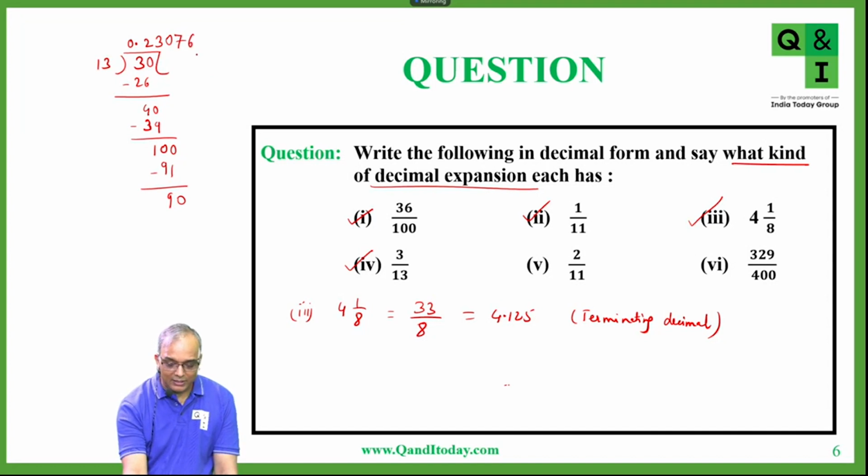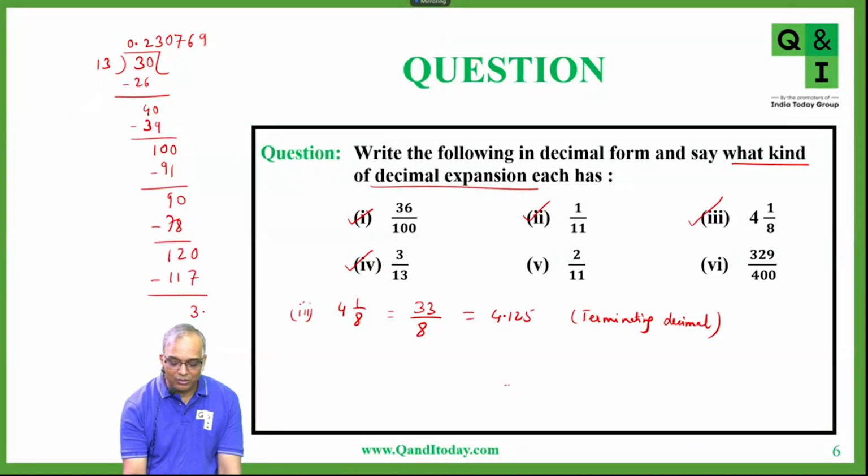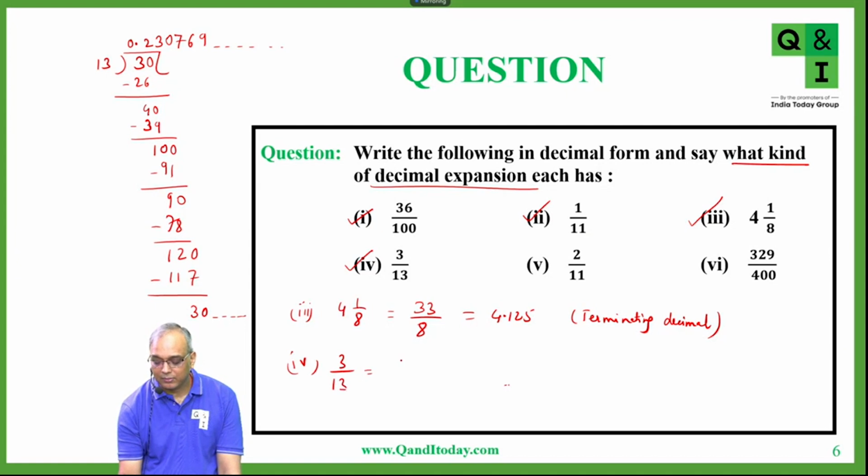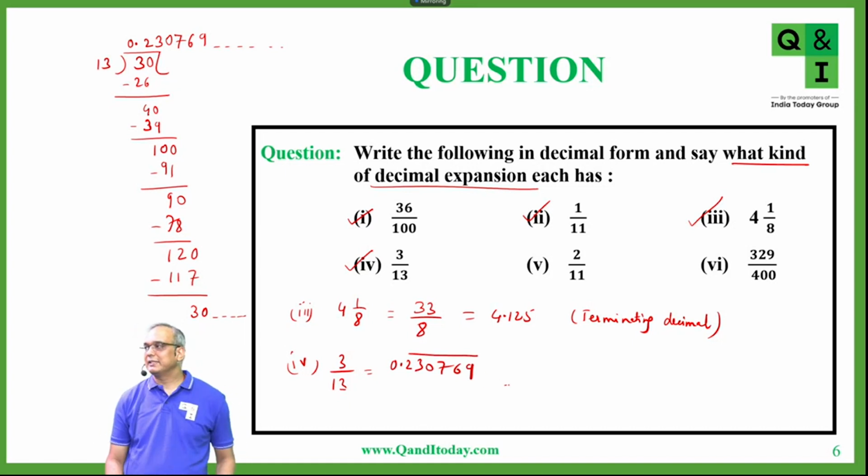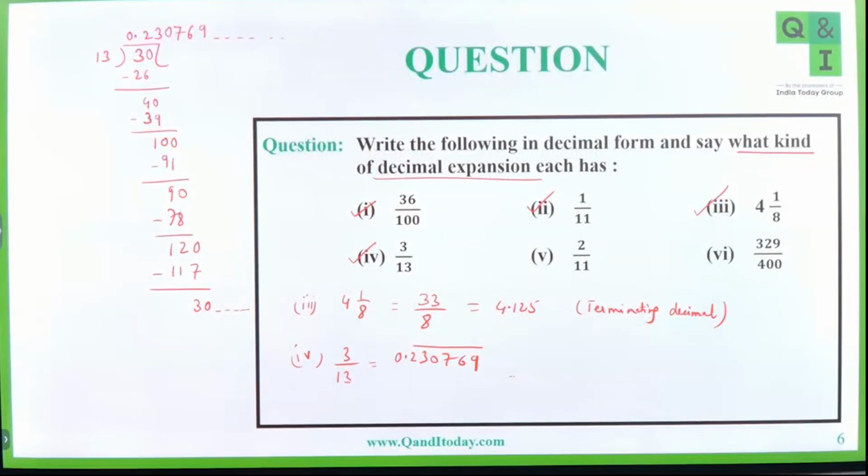13 times 7 is 91, so 90, right? And then we have 13 times 6 is 78. We have 12, right? 13 times 9 is 117. And then we have 3 back. So once we have 3, it will again be 30, and this will keep on repeating, right? So 30 is where we started. So this is going to repeat after that. So 3 over 13 is equal to 0.230769, and this repeats. Is this clear, students? Is it clear?